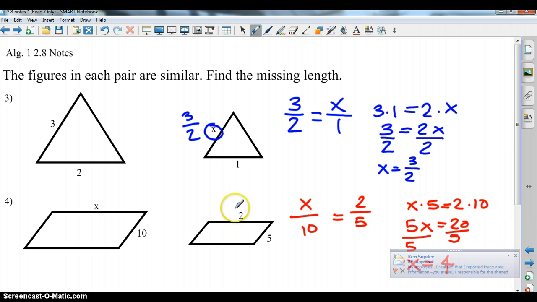Since this x corresponds with this 2, and this 10 corresponds with this 5, I started out by doing x over 10 is equal to, this x corresponds with 2, so this 2 goes on top, and then the 5 goes on bottom. Then we did the cross product property, and I just simplified and got x is equal to 4. So this x is equal to 4.